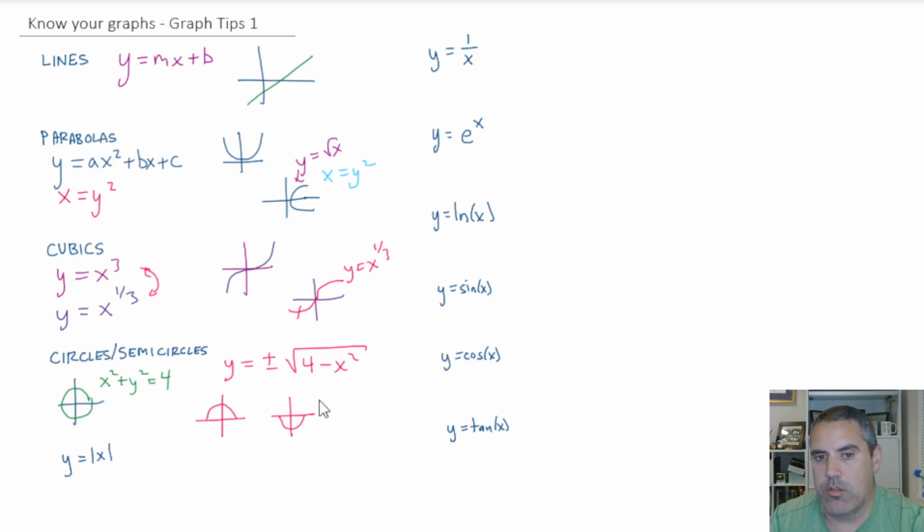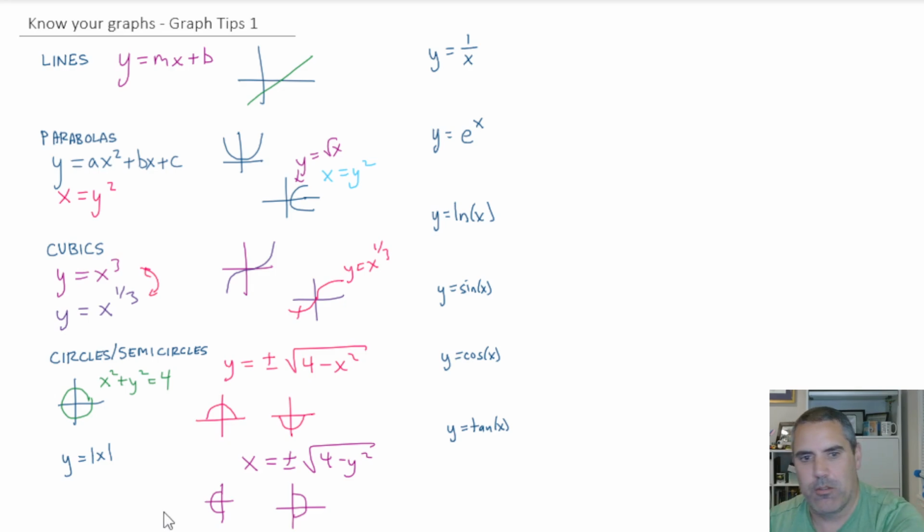If instead you solve for x, you would get x is equal to plus or minus the square root of 4 minus y squared. And those are easy to remember. Those are the positive x's and the negative x's on the circle. So those are our semicircles.